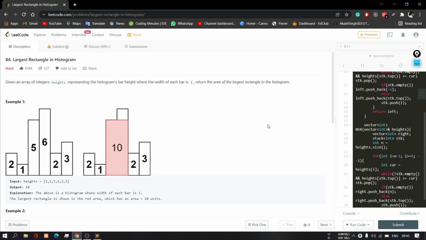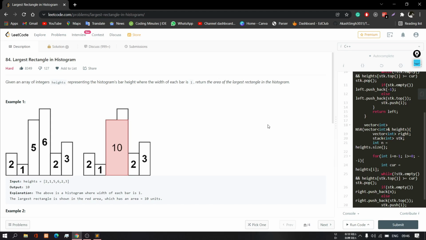So I am back with another Leetcode Daily Challenge and it is Leetcode number 84, largest rectangle in histogram. It is a hard level problem and I also feel the same. It is also a must do question for interviews, a very important question.